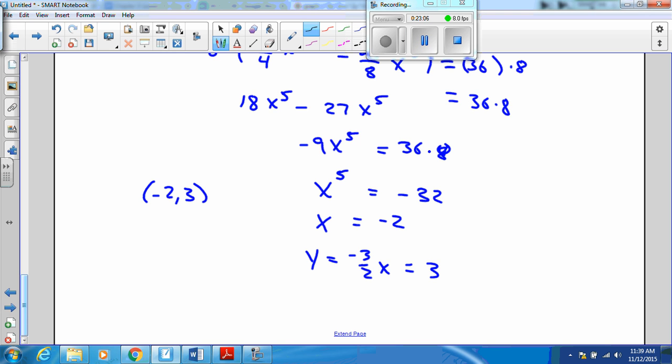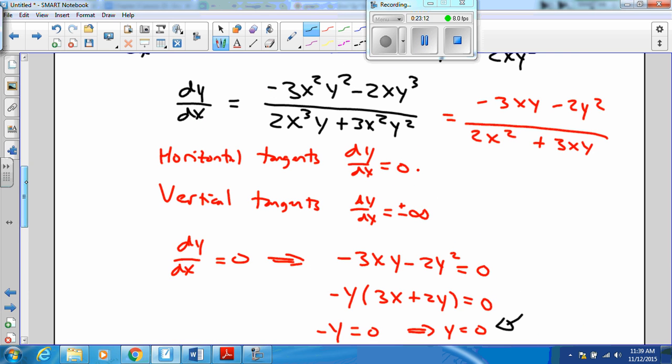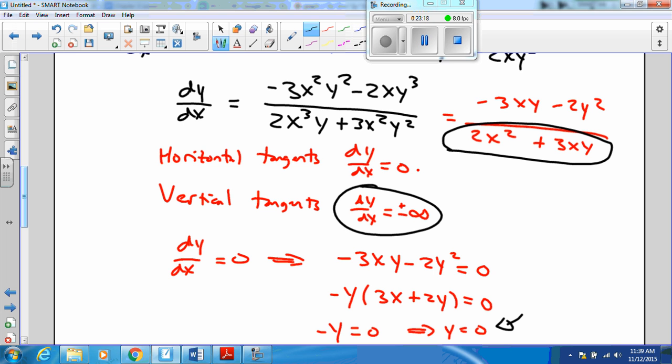Okay, well, what about vertical tangents? We had to do a lot of hard work here, but the vertical tangents are going to greatly resemble that. Here's the one difference. A vertical tangent is a place where dy dx is infinite, and that's going to occur when the denominator is equal to 0, when I end up dividing by 0 in dy dx.